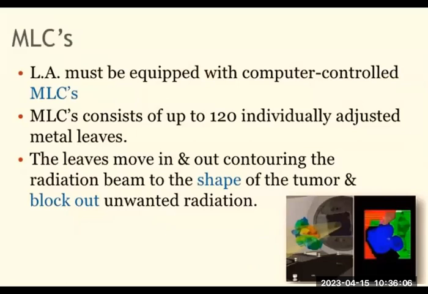Like what we have seen, the CT and MRI images are converted into three-dimensional images, and the three-dimensional image varies in different directions. As the device moves around the patient in 360 degrees, at every direction the collimator has to adjust itself so that the radiation is applied to the tumor with respect to its shape. That is what is being determined by the dose volume histogram.